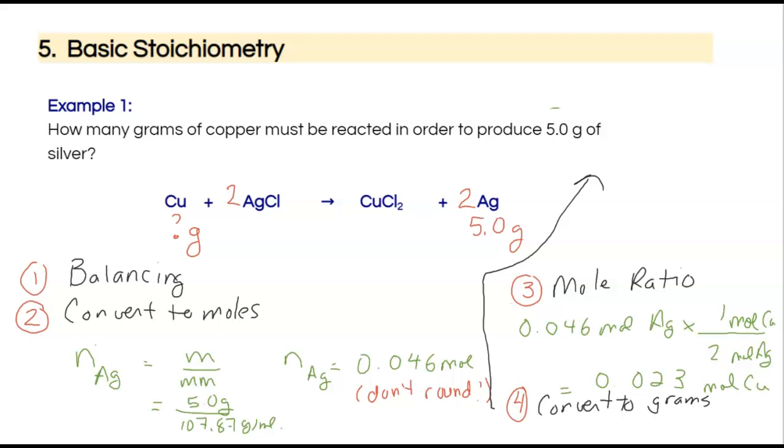And so I know that I can get the mass of copper by taking the number of moles of copper and multiplying that by the molar mass of copper. And so I know my moles, 0.023 moles. And I'm going to look up the molar mass of copper, which is 63.55 grams per mole.